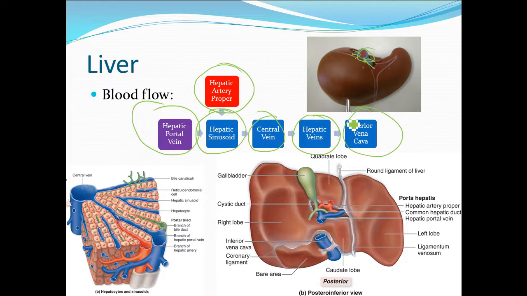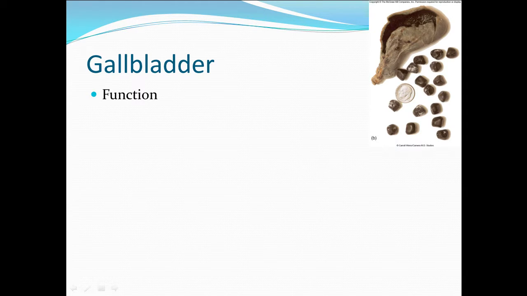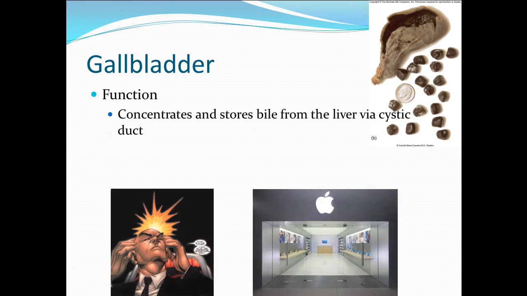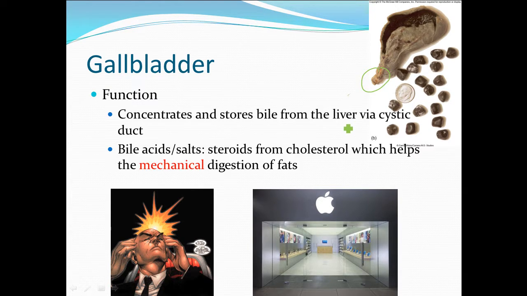So this should be a review, at least, right? This part. The gallbladder, its function. Okay, what makes bile again? The hepatocytes in the liver, okay? The gallbladder stores and concentrates that bile that was produced from the liver, and does this by going through the cystic duct over here.